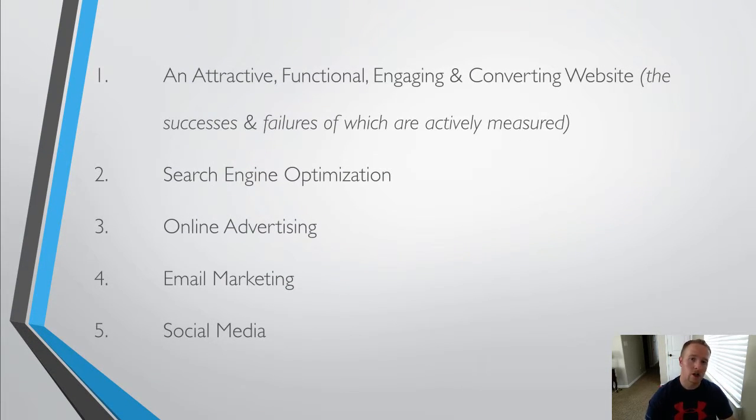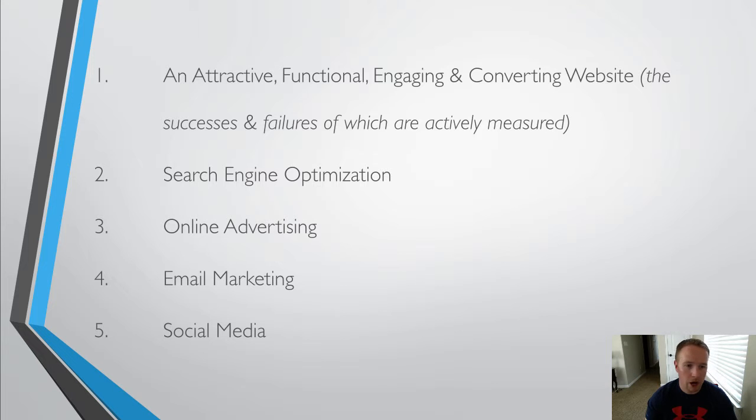As I said at the start, the 5 pillars, as I classify them, are really important, and they're very useful tools and mechanisms and strategies to put in place to build a successful online marketing campaign. The only one I classify as absolutely essential is number 1 on the list, because without it, none of the others make sense. There's no reason to have any of the others. So you've got to have that attractive, functional, engaging, and converting website. And of course, you've got to measure the successes and failures of that.